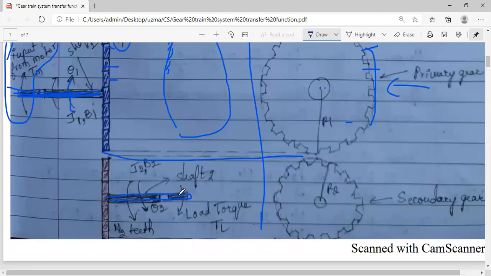Don't think about why we are studying theory. If you understand the theory, the mechanism behind it, how to take the directions, what to do, or how to find the transfer function, only then can you solve the problems. So this is your second shaft. It has its own moment of inertia and viscous friction coefficient. Shaft 2 has some number of teeth. You can see some number of teeth are there, say N2 teeth.